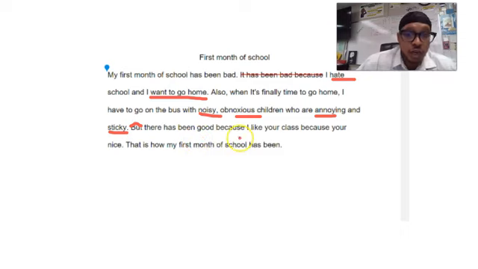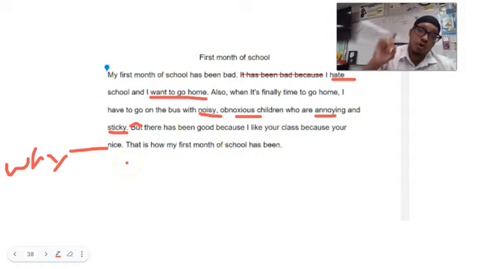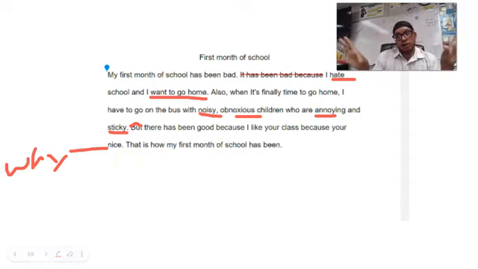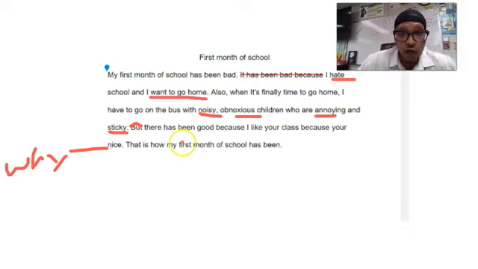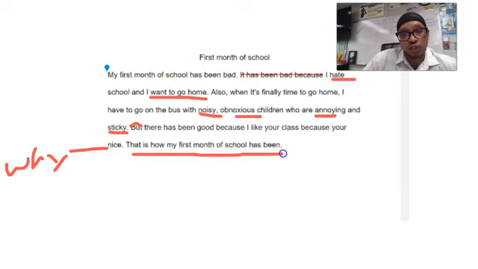There has been good because I like your class because you're nice. Ugh. Why? Why do you say I'm nice? Tell me what's nice about me. Also, we have transitioned from a paragraph with a general audience into a letter directly to Mr. Farr. We're not writing letters. This is a paragraph. So you could have said this: there has been good. I like Mr. Farr's class because, right? Like, I like Mr. Farr's class because what? Because he does what? Explain why you say he's nice. This has been my first month of school. This is a good conclusion sentence.